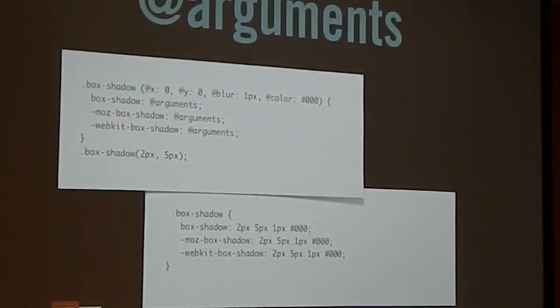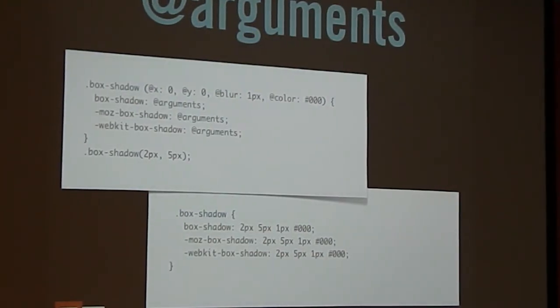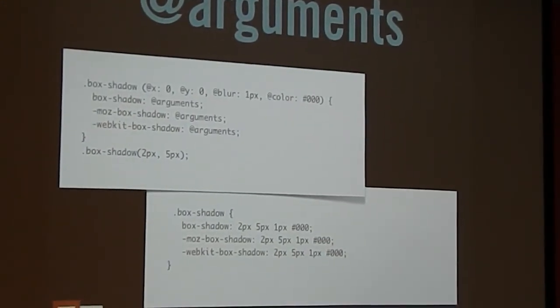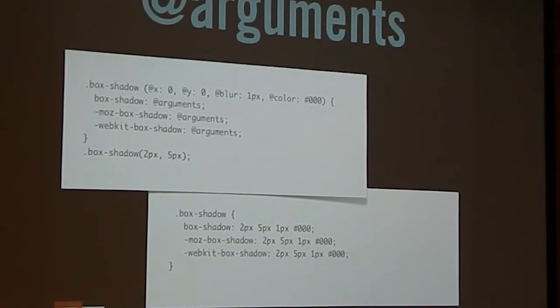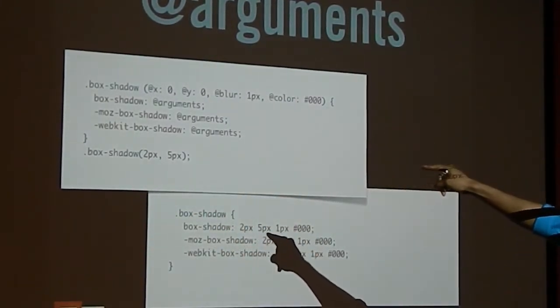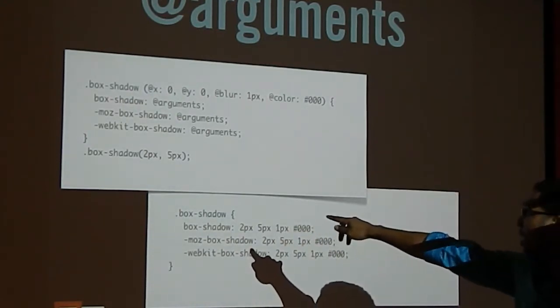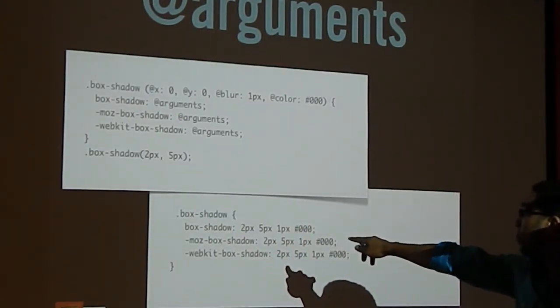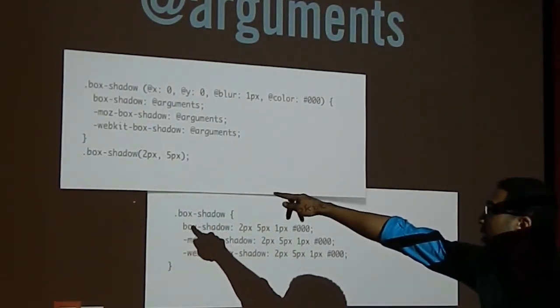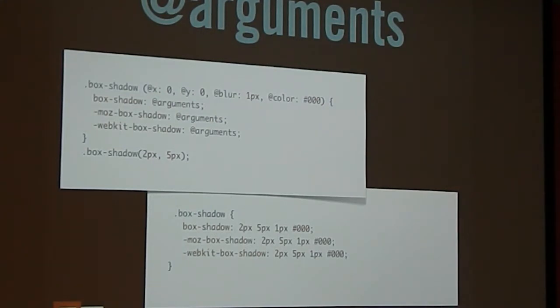And this is the arguments I was talking about, with the box shadows. Not only is this saving time, since we're dealing with Mozilla and WebKit browsers and then the regular box shadow, but we're also calling arguments. Whenever you use this box shadow, in the parentheses you have the X, and down here is what actually gets rendered out, 2 pix. That's the default. This is how you would call it, where it says box shadow, 2 pix, 5 pix.